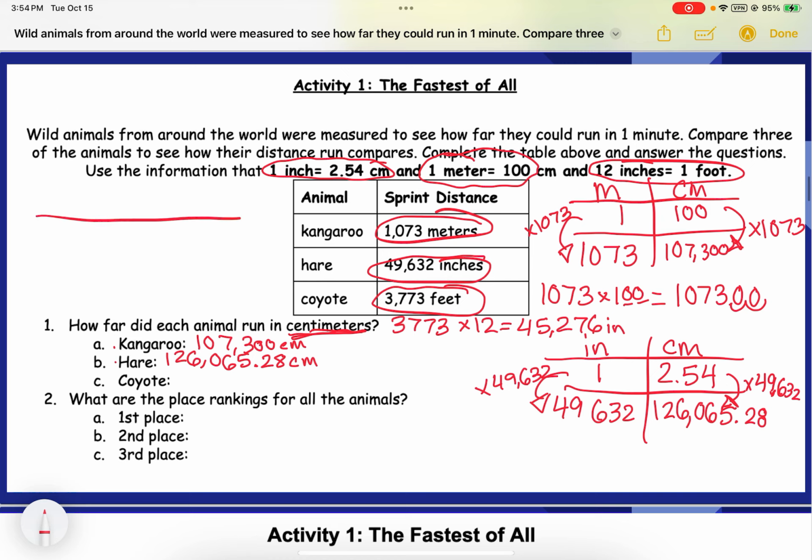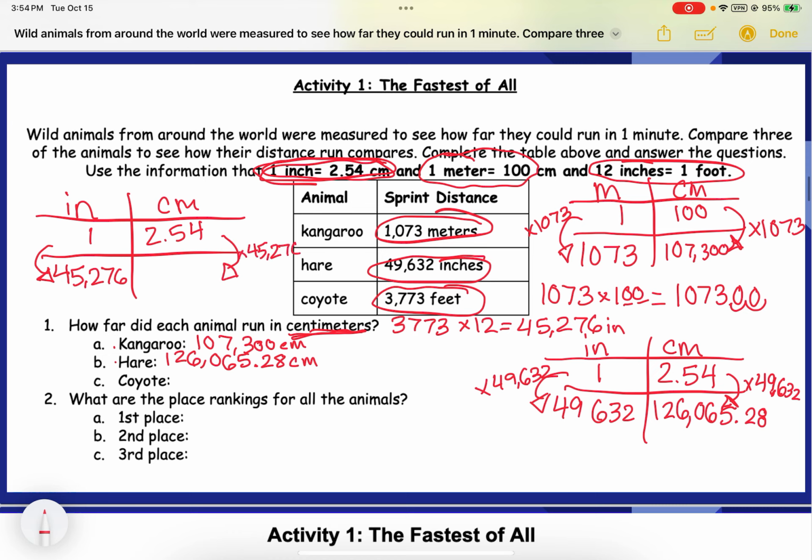So I'm going to use that with the 1 inch to centimeters. So inches to centimeters, we know the ratio is 1 to 2.54. And we're going to use that to convert our 45,276 inches. So I know 1 times 45,276 is 45,276. So I'm multiplying this side by 45,276. I'm just multiplying 2.54 times 45,276 to see how many centimeters, because this is a big number. And what you should get is 115,001.04. So the coyote runs 115,001.04 centimeters in 1 minute.